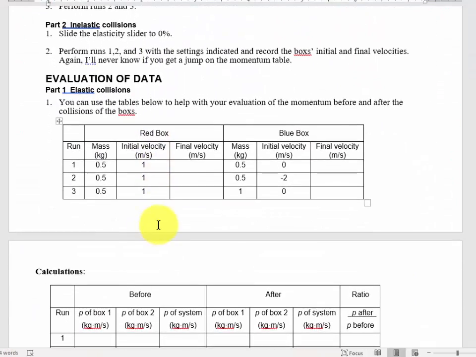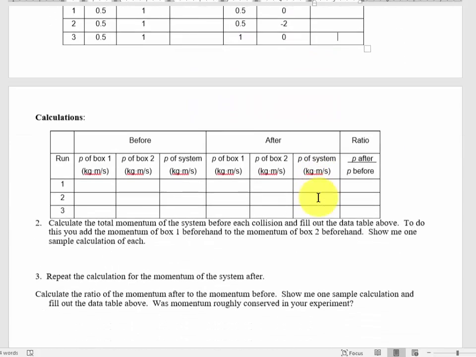All you're going to do is record the initial velocity and final velocity for each box. I'm going to have you make the blue box move towards the red box, do the same thing and record the velocities, and then I'm going to have you mess around with the mass of the blue box, so record the velocities again.